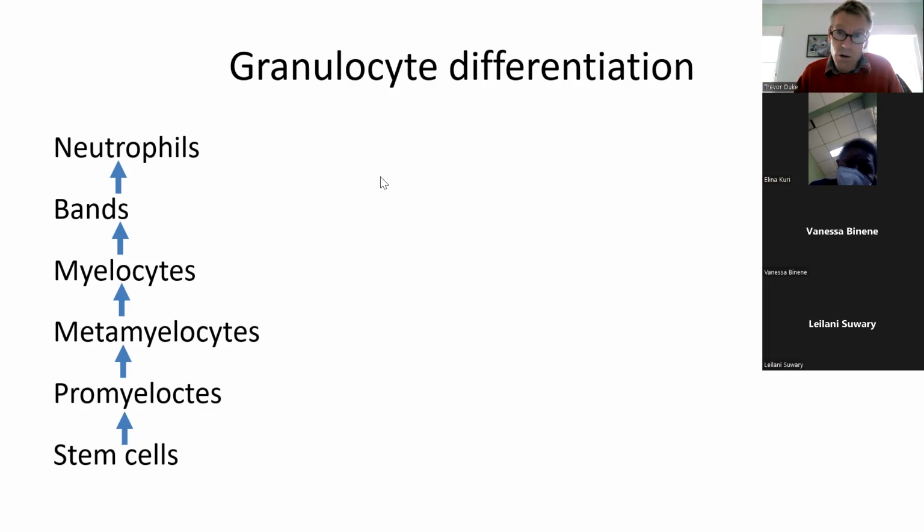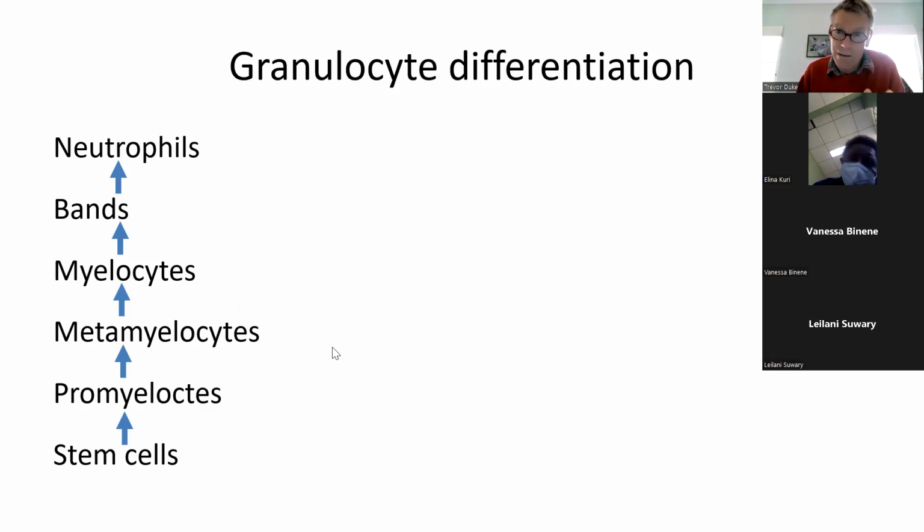And so when you think about acute myelocytic leukemia, AML, there are many different types of AML. Many different types of immature forms can become leukemic.